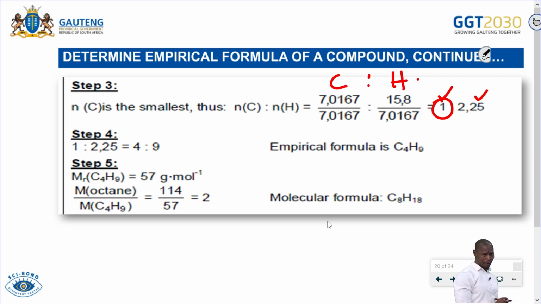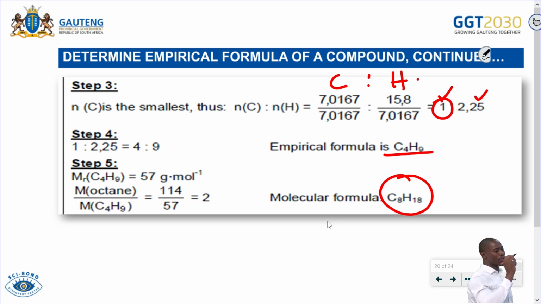By 3. Okay. So 2.25 by what? By 3, which is 4 is to 9. So the empirical formula here is C4H9. But what is important here is the issue of getting the molecular formula. How do we get the molecular formula?